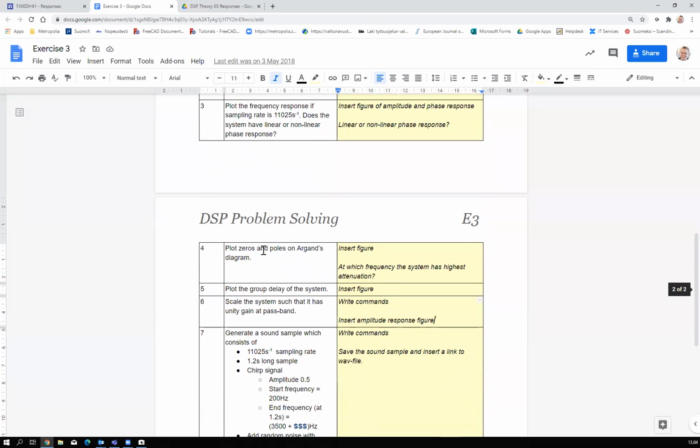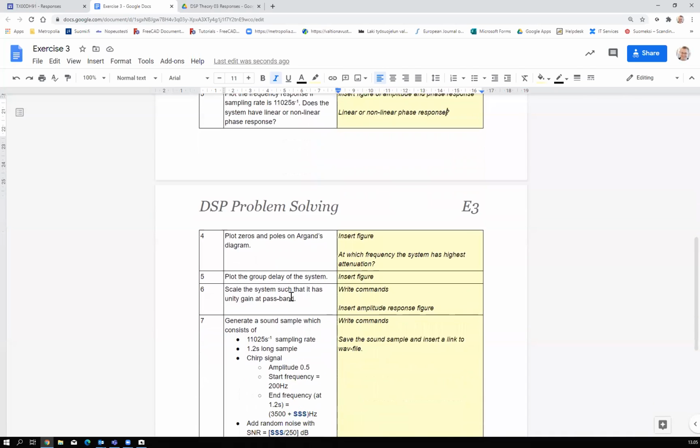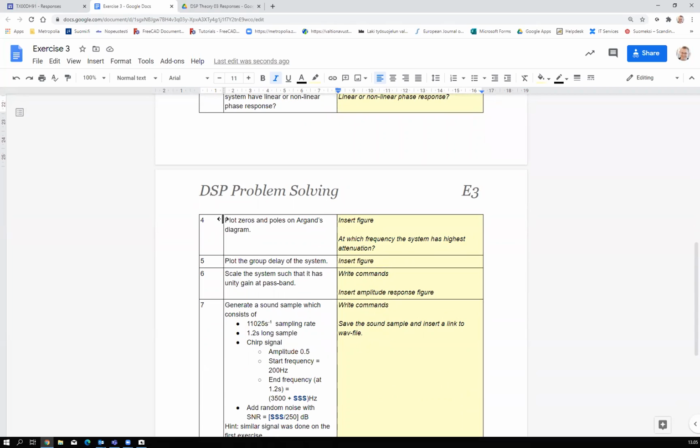and then plot the frequency response, and then insert a figure of amplitude and phase response, and is it linear or non-linear phase response, again from the graph. If it's a straight line, then it's linear, the phase response. If something else, a curve, then it's non-linear phase response.